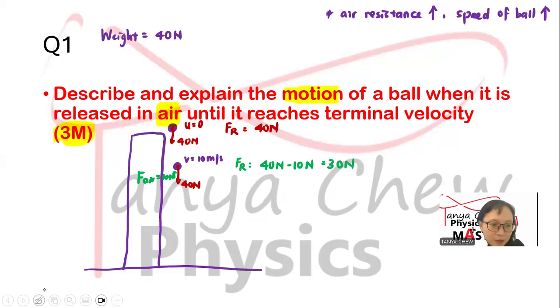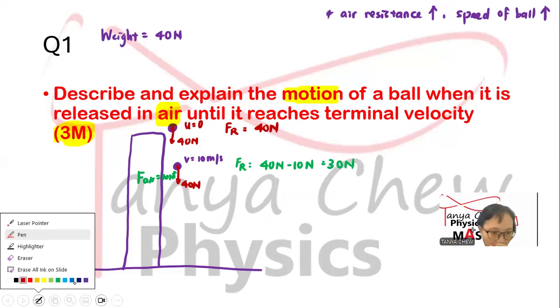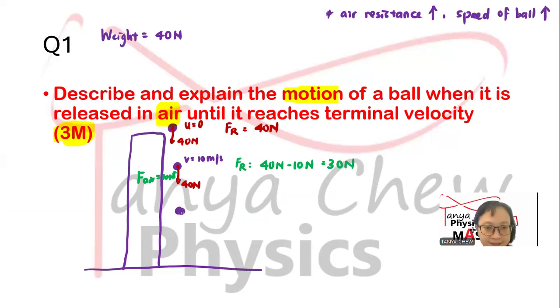And at one point, you will see that the speed is getting faster and faster. Let's say at this point, the speed of the ball is 40 meters per second. There are still two forces acting on the ball. Weight is constant, like what I mentioned earlier. But the air resistance increases as the speed of the ball is increasing. So air resistance increases to 40 Newton upwards. What happened to my resultant force? 40 Newton minus 40 Newton. Don't you think you get 0 Newton?